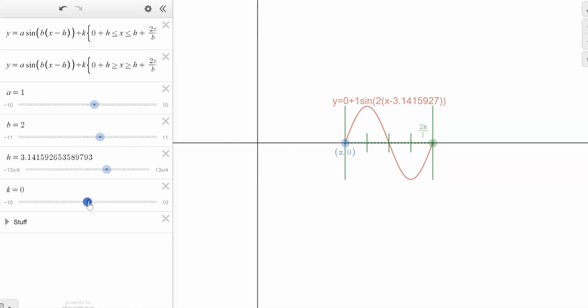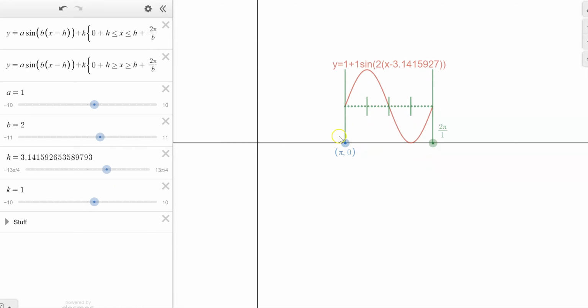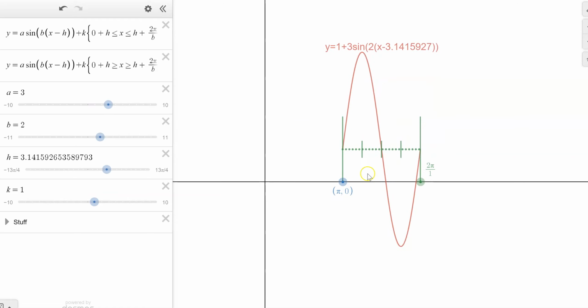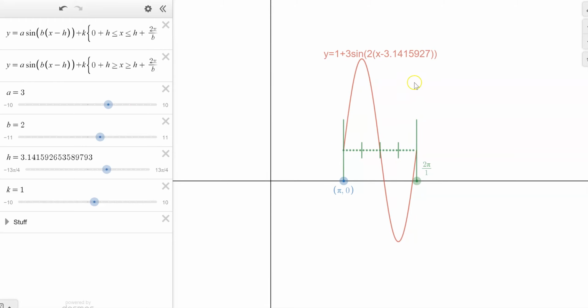And then they're going to add a k, and so we moved it up 1. And so now it's been shifted up 1. And we can have an amplitude of 3. So we're going to put all of this together in that situation. So that right there, the pi is where we start. And then 2 pi over 2 would be pi. So we're going to go pi units away. So pi plus pi is now 2 pi.